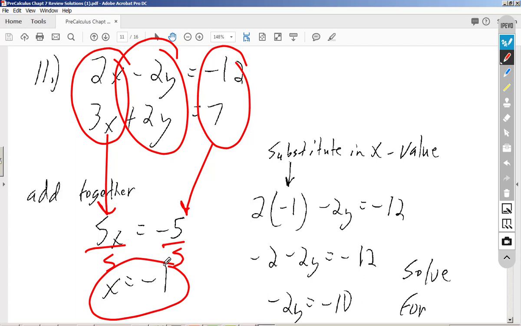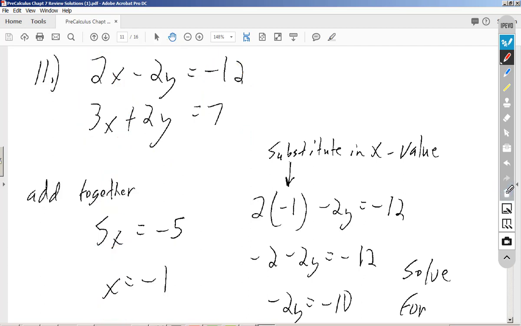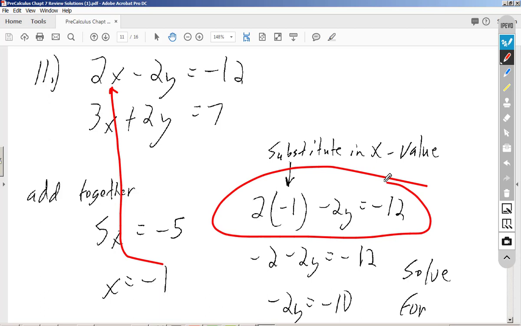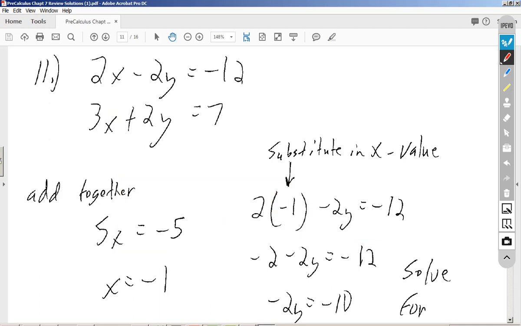Once I know that x is equal to negative 1, I'm going to substitute it into my first equation and solve it. So here I've got my first equation. I put negative 1 in place of x. So I've got 2 times negative 1 minus 2y equals negative 12. So solving this out, I get negative 2. When I take 2 times negative 1, I still have my minus 2y equals negative 12. I'm going to add 2 to both sides. When I add 2 to both sides, that gives me negative 2y is equal to negative 10.